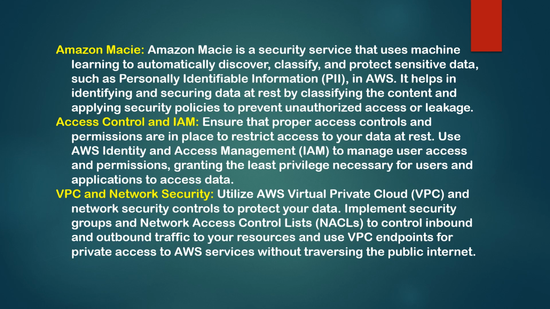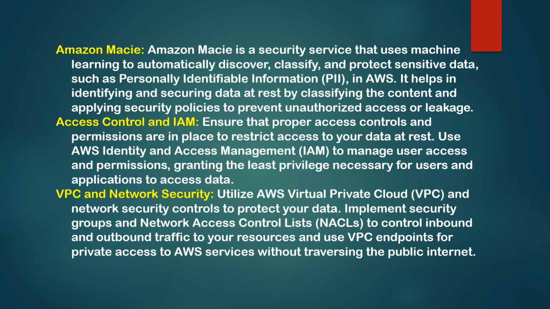Access control and IAM. Ensure that proper access controls and permissions are in place to restrict access to your data at rest. Use AWS Identity and Access Management (IAM) to manage users' access and permissions, granting the least privilege necessary for users and applications to access data.